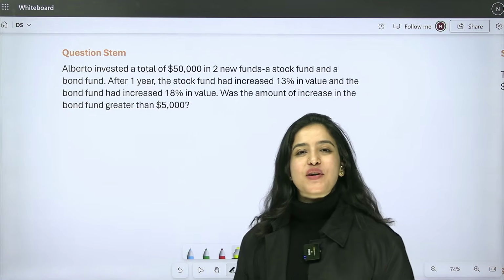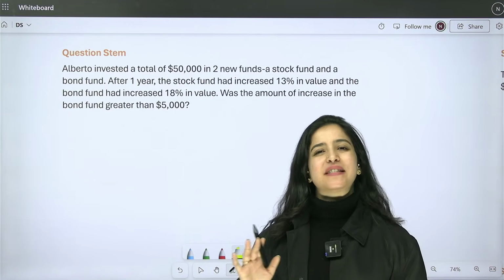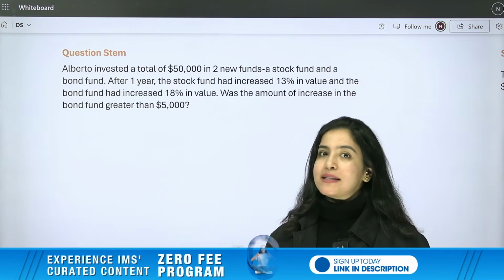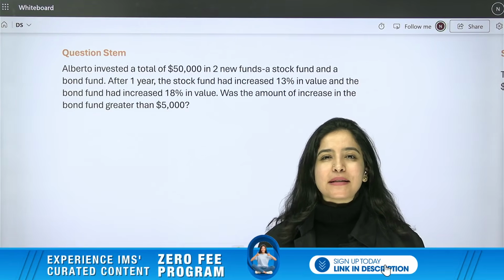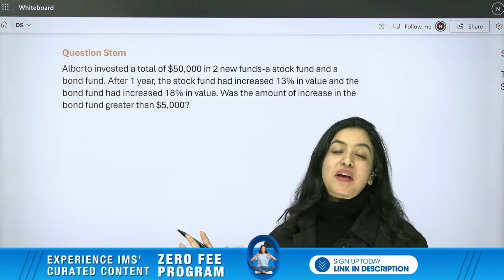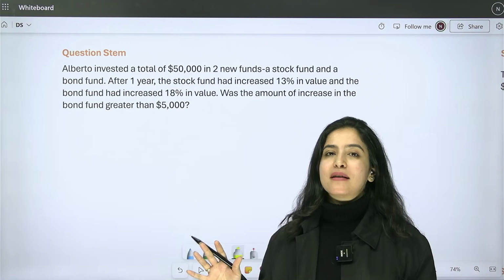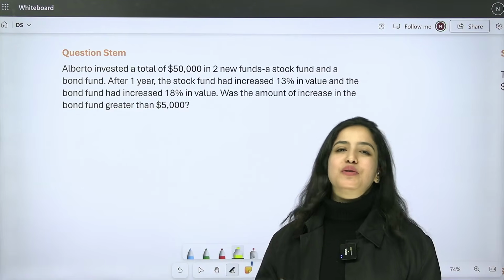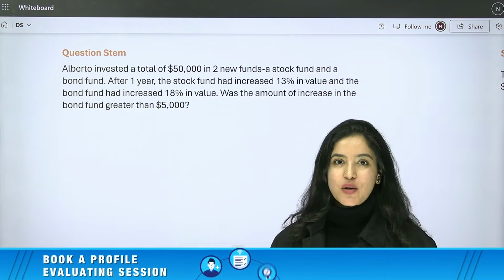Now, right now what you see on your screen is just the question stem of this data sufficiency question. I'm not even showing the statements to you, because it's common practice to look at those and want to get an idea of what's coming later, but that's not how you should approach it. So through this question, see how you should be approaching any data sufficiency question.